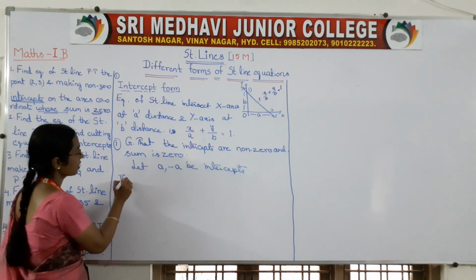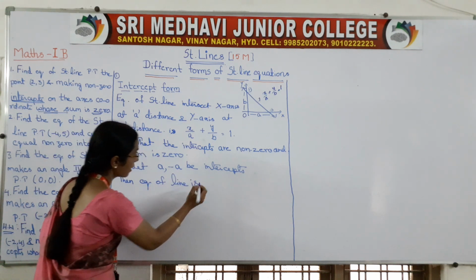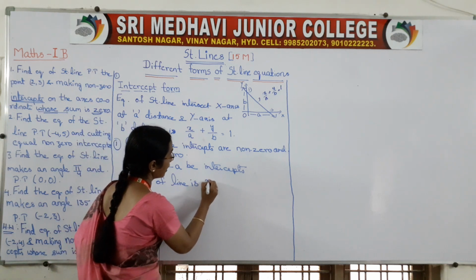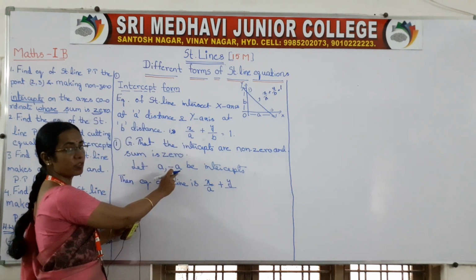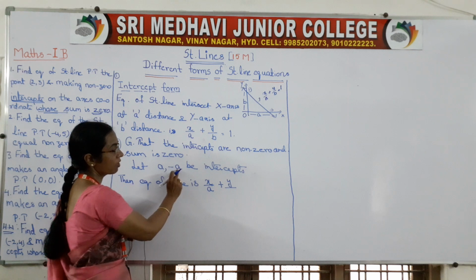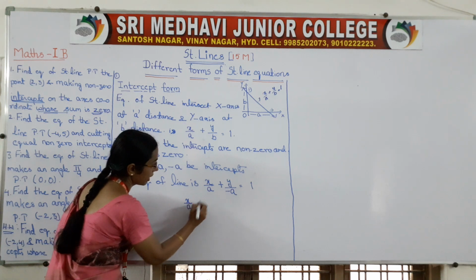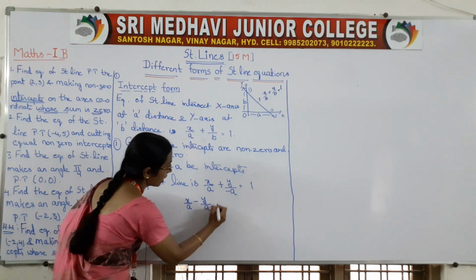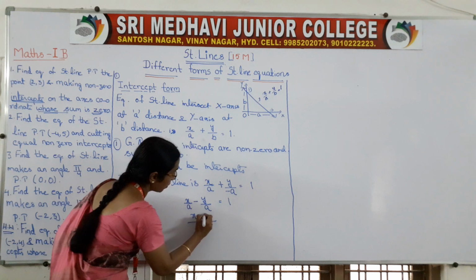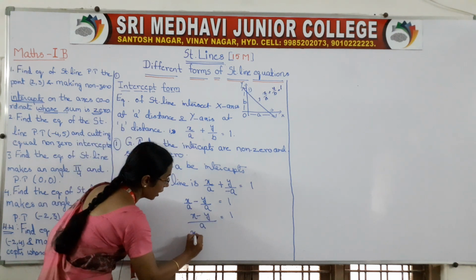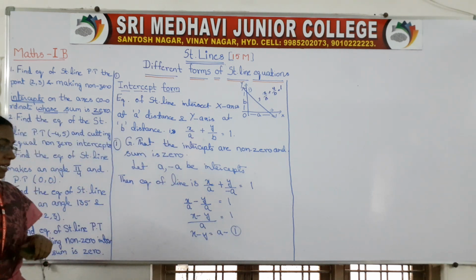Then the equation of the line is, what is the equation of a line? x by x-intercept plus y by y-intercept is equal to 1. Here, in place of b we have taken minus a. This can be written as x by a plus minus y by a is equal to 1. Now take the LCM as a: x minus y is equal to a. Call this equation 1.